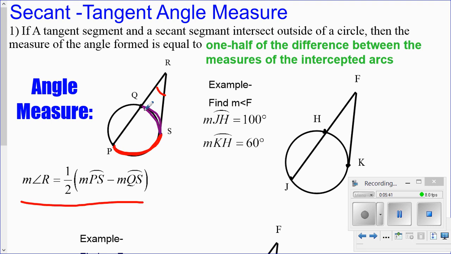So JH, I'm going to fill that in, is 100. And KH is 60. So first of all, if JH is 100 and KH is 60, that's 160 total. So I can get JK by subtracting 360 minus the 160 that we currently have, which is going to give me 200 degrees as the measure of arc JK.